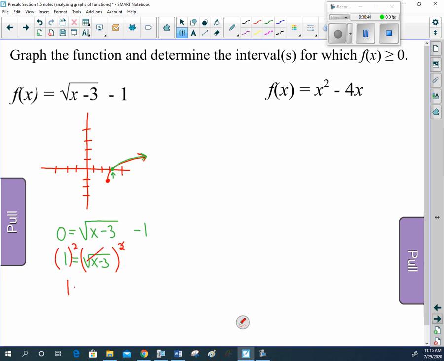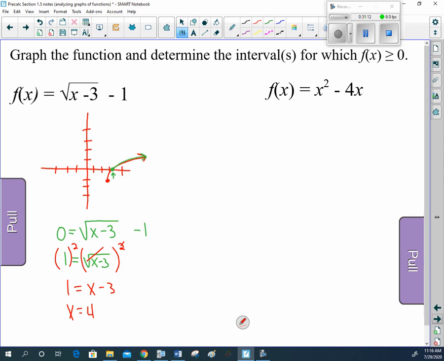And now I have 1 equals x minus 3, and then add 3, so I get x equals 4. Oh yeah, I didn't graph that very accurately at all. If you were a little bit better with your graphing, you would have seen that if we would have graphed it exactly, we would have gone up 1, over 1, and we would have known. I just made a poor sketch, so I couldn't tell, so I could check it algebraically.